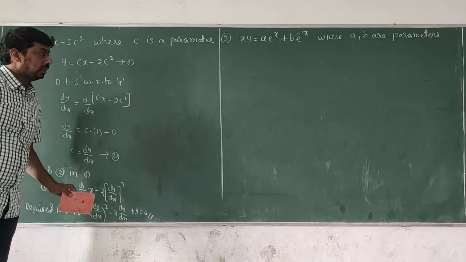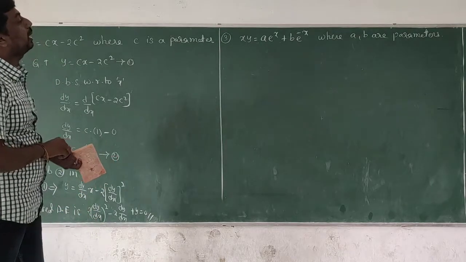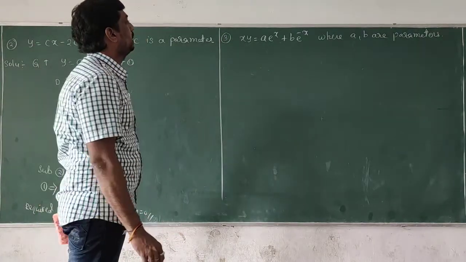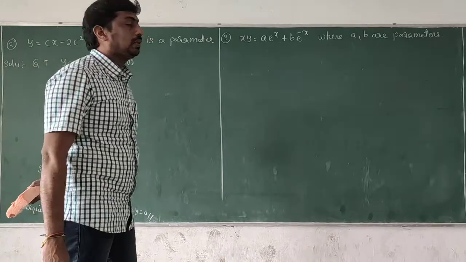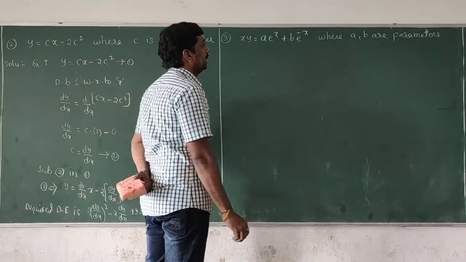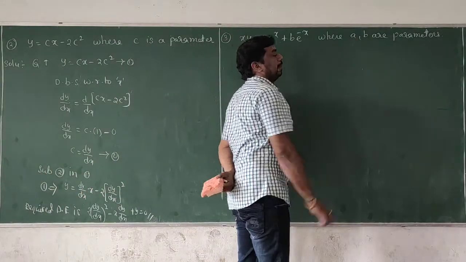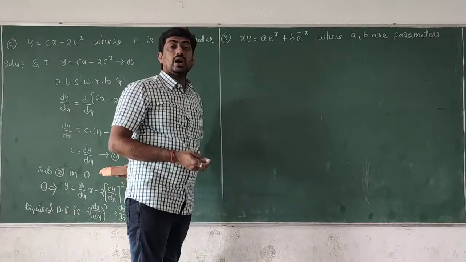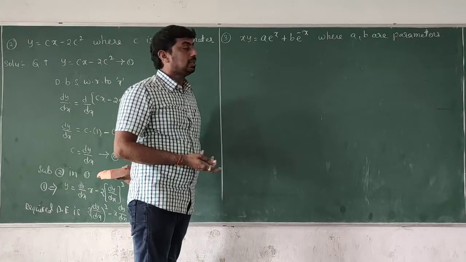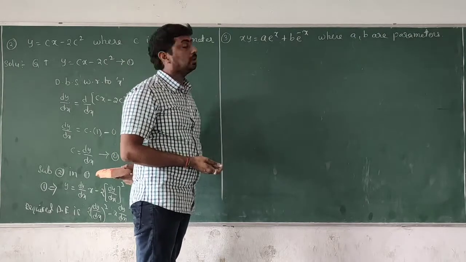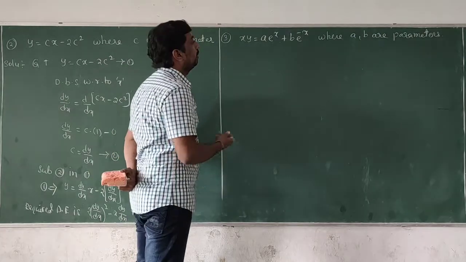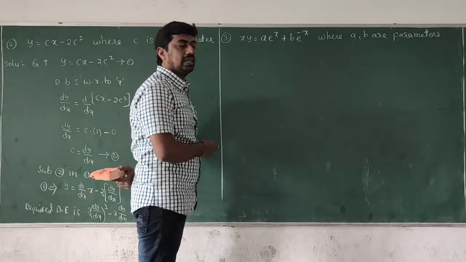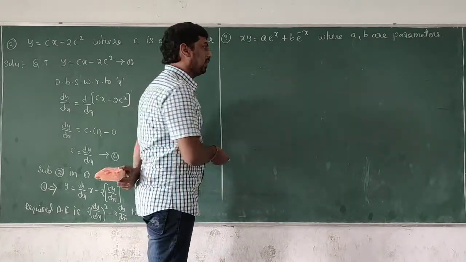Is it clear? Right. Now in the same way, another question. This one is most important compared with the previous two problems. xy equal to a into e power x plus b into e power minus x. Here a, b are parameters. So we need to differentiate how many times? 2 times, because how many parameters do we have? 2. That's why we need to differentiate the given equation 2 times. Then only we get the differential equation of the given equation.